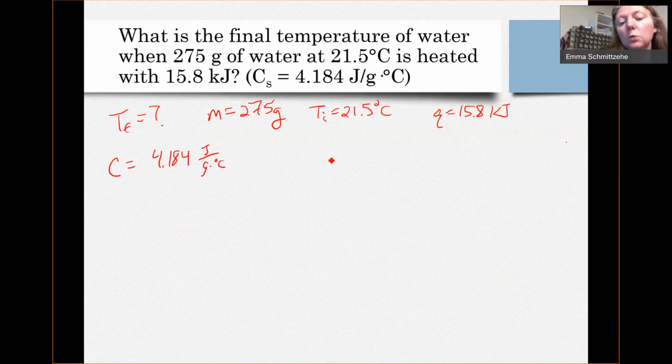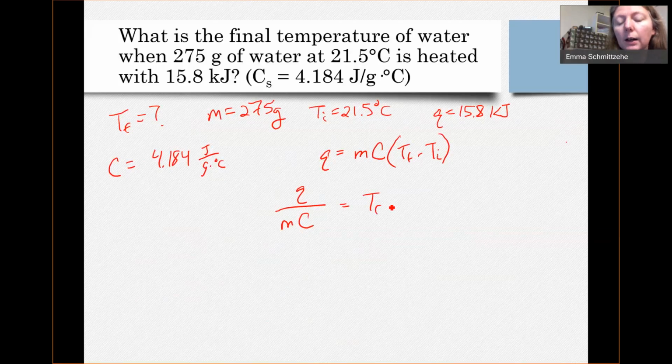And so we can use the equation Q equals MC times TF minus TI. Now you can plug in the values and then rearrange, or you can rearrange first. Let me just rearrange it first. I'm going to divide the MC over, so it would be Q over MC equals TF minus TI. And then I'm going to add the TI over to get TF. So TF would be equal to Q over MC plus TI.